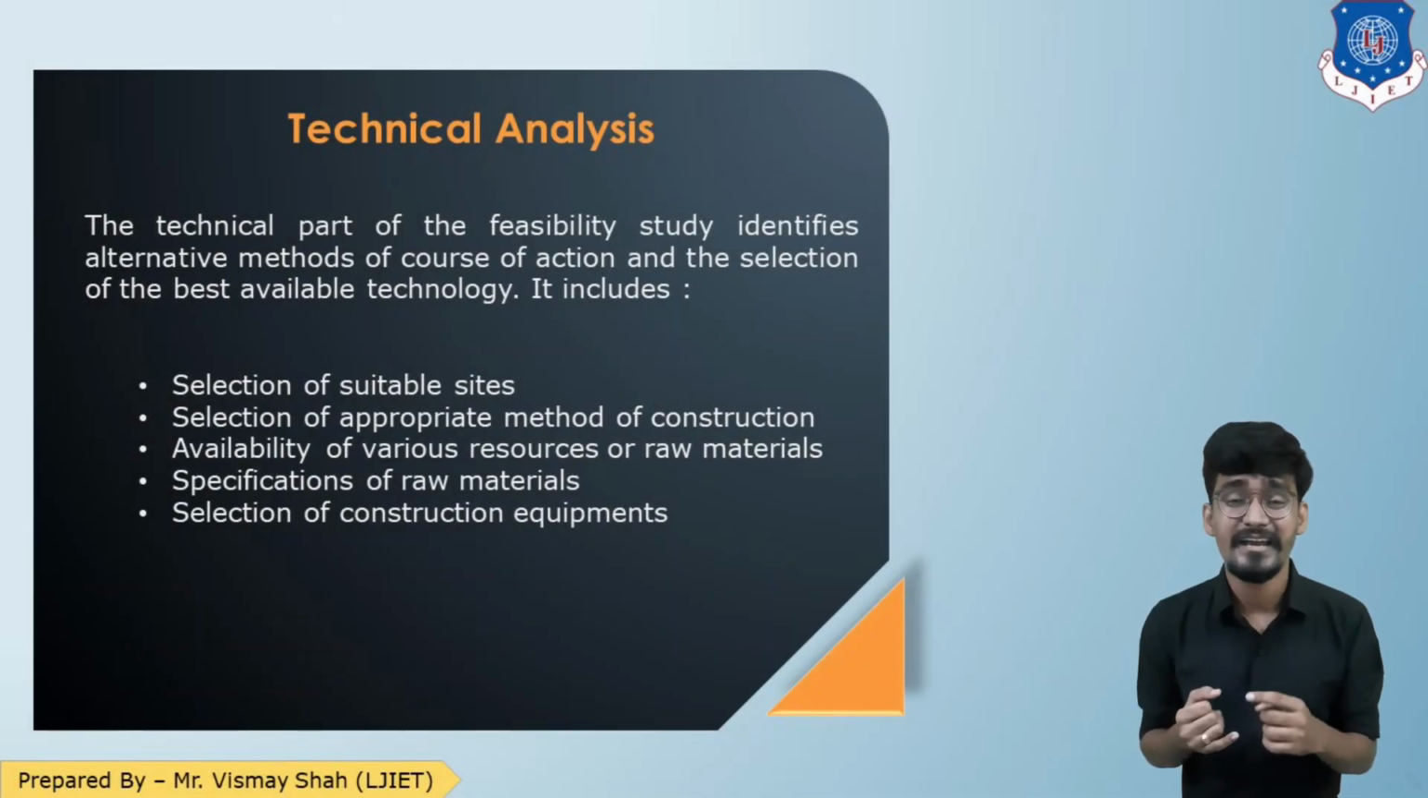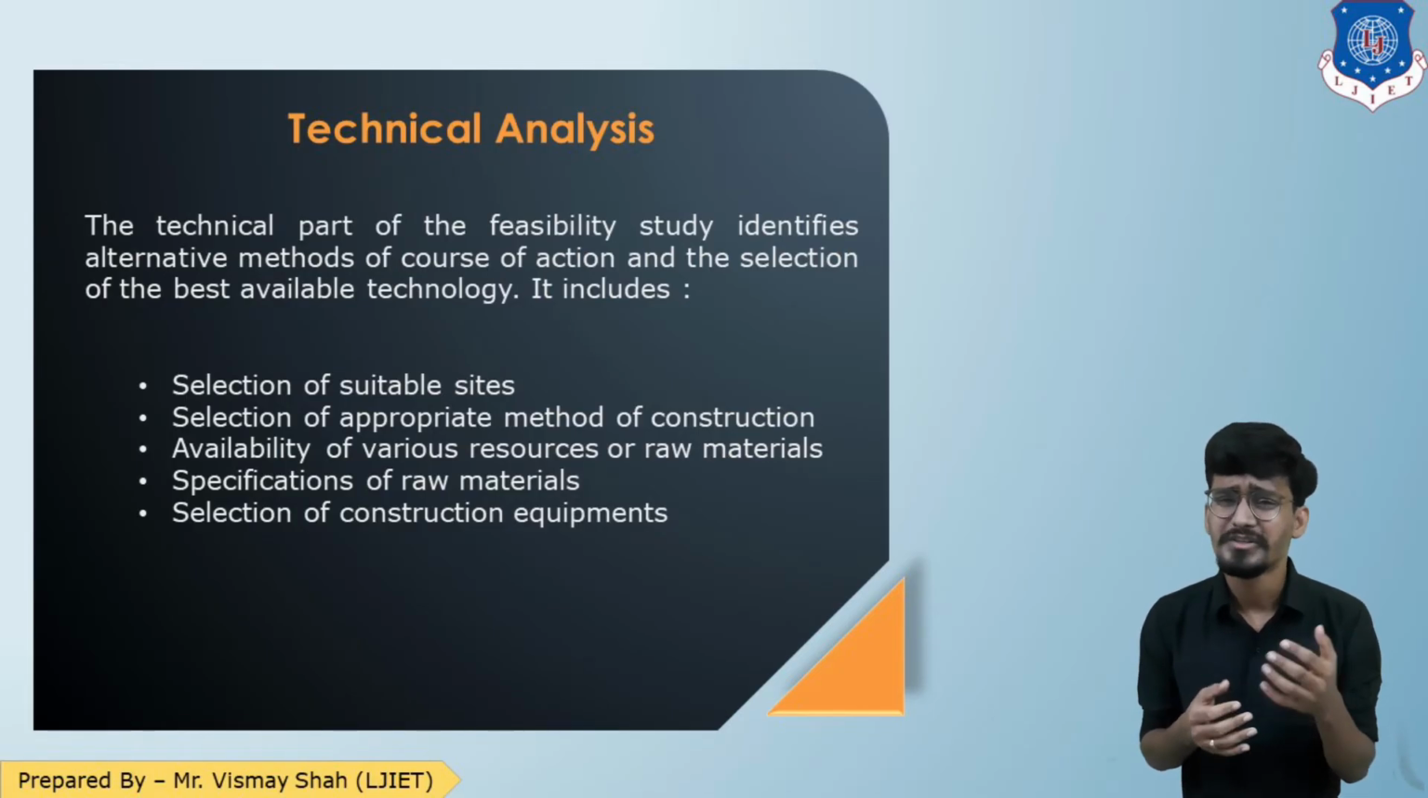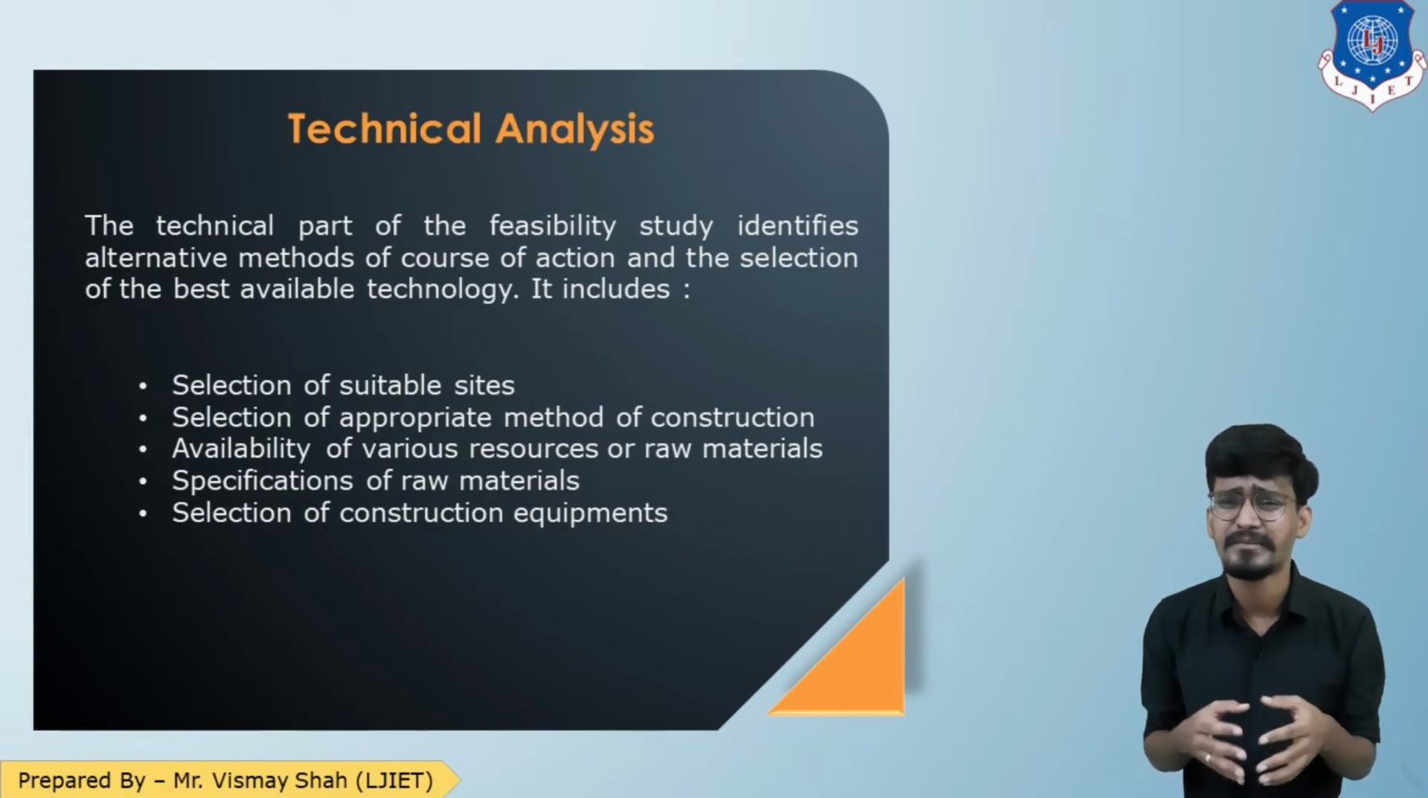Let us see. So here is the technical analysis. In technical analysis, various technical aspects of the project are checked, such as selection of the site, selection of the appropriate method of construction, availability of various resources and raw materials, then specification of those raw materials, and the last is selection of construction equipment. So all these parameters are checked as a part of technical analysis.